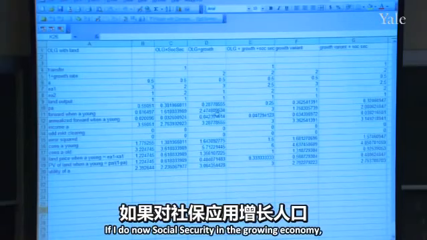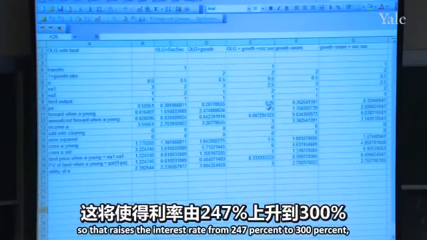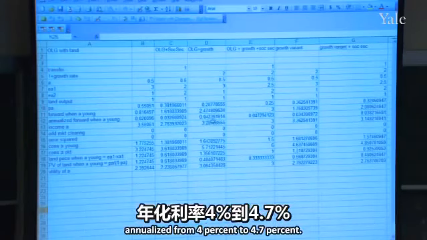Okay, if I do now Social Security in the growing economy, every generation when young only has to give up half an apple and get a whole apple when old. So that raises the interest rate from 247% to 300%, annualized from 4% to 4.7%.